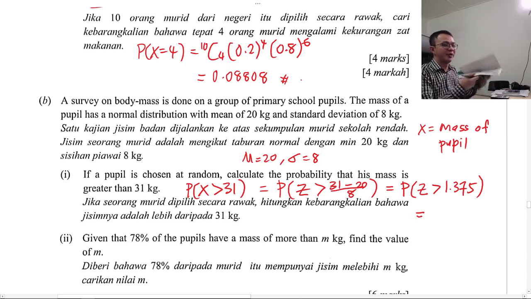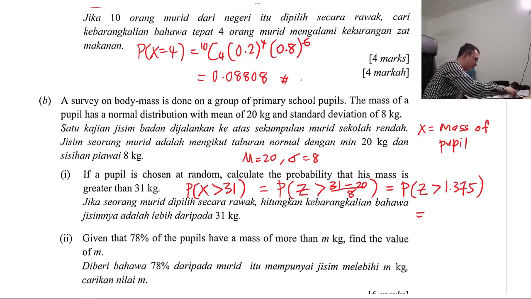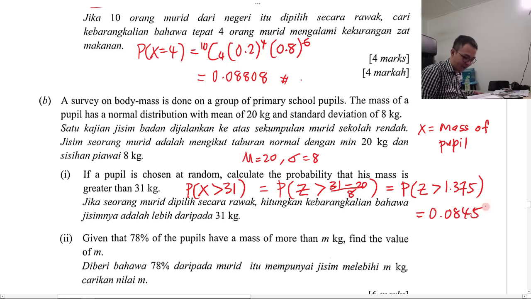And then you find the Z value table. I don't have a Z value table here, but I hope you have one with you. Then you find 1.37, okay, 0.853. So I'm going to type into my calculator 0.5 minus 0.4155. So you should get 0.0845. Alright, this is just using the Z value table.